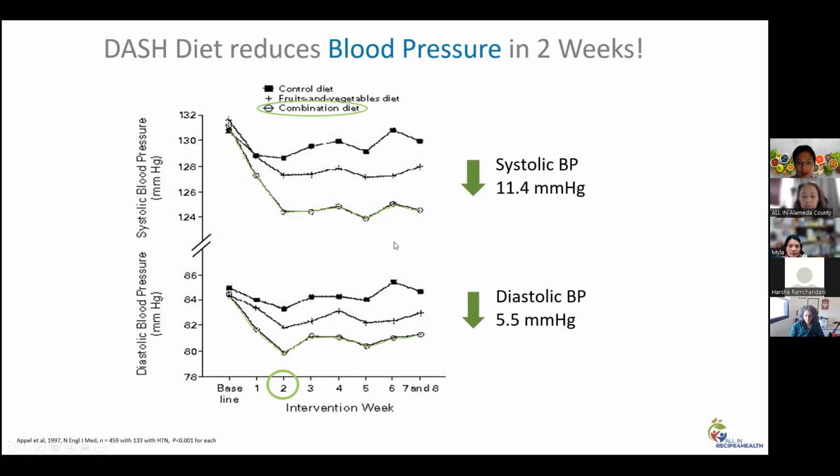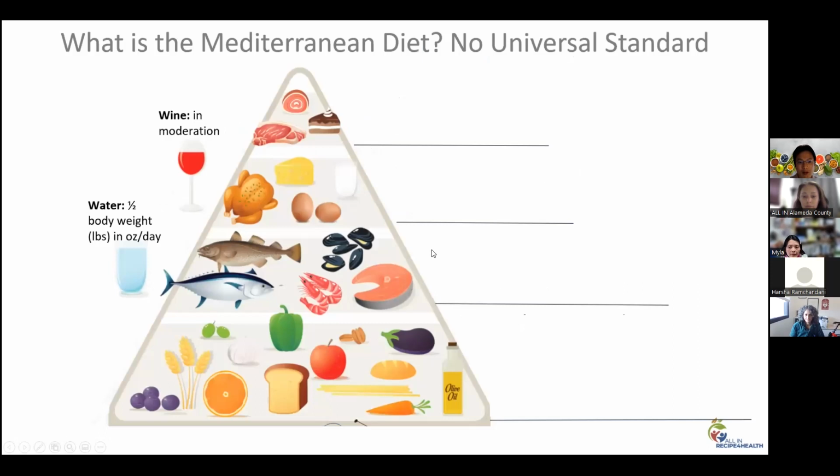Well, what about then, and it's in 2 weeks, you can see this. I mean, this is very powerful. What about this Mediterranean stuff, right? Mrs. M is like, I'm Filipino, right? What's this Mediterranean stuff? What part of the world is that? There's no universal standard. What do you see when you see this picture?